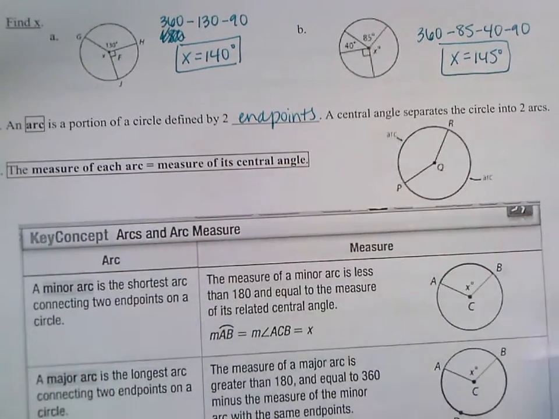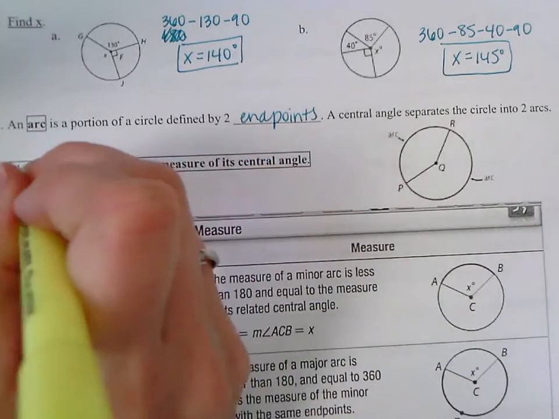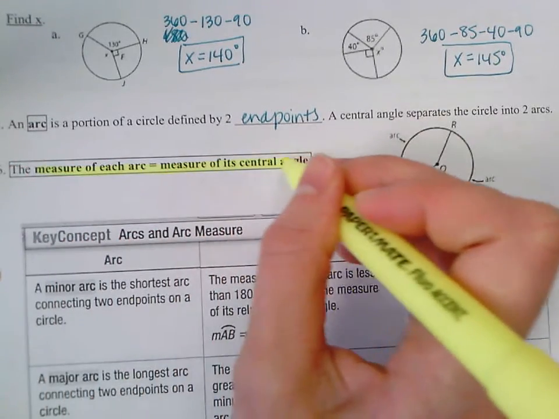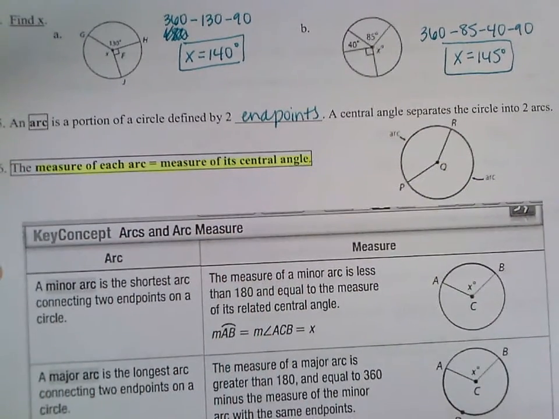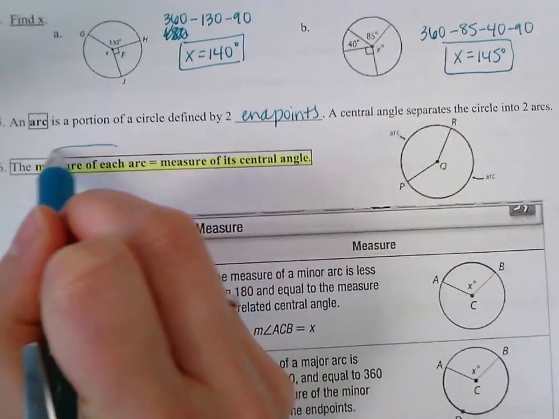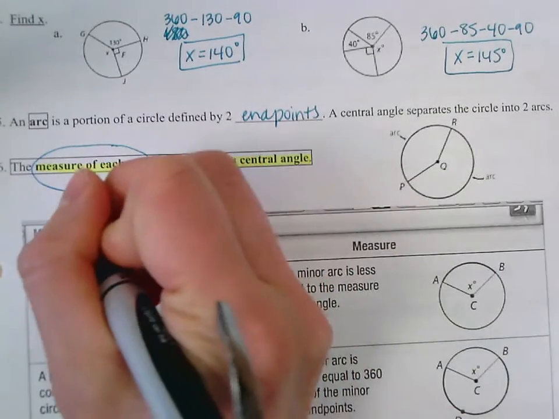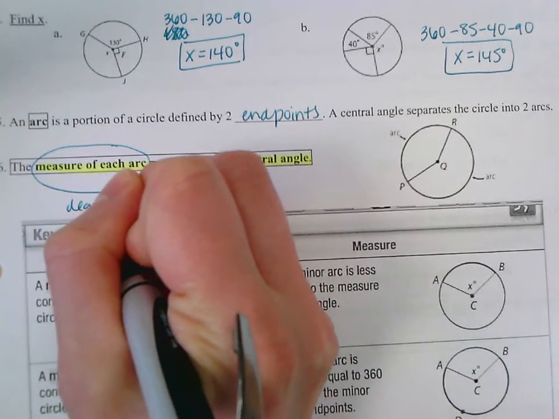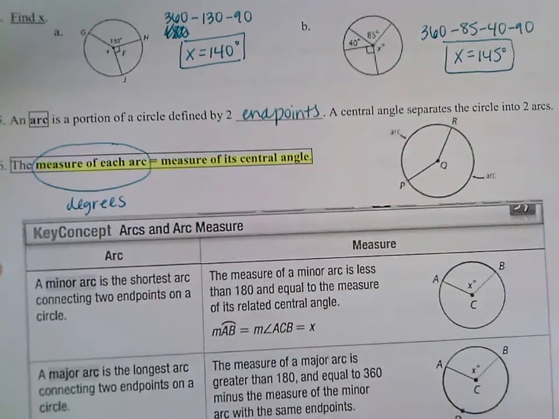And what I have here, this is key for finding the measure of an arc. The measure of each arc is equal to the measure of its central angle. So the measure of an arc is equal to the measure of the central angle. So the measure of an arc, the units for that are degrees. It's the same units that an angle has.